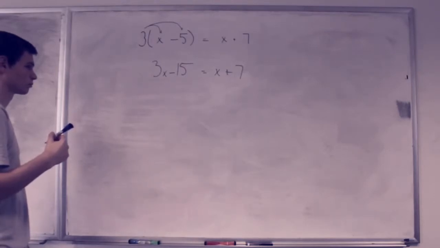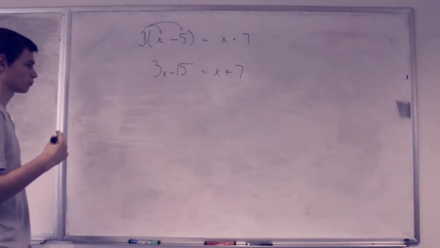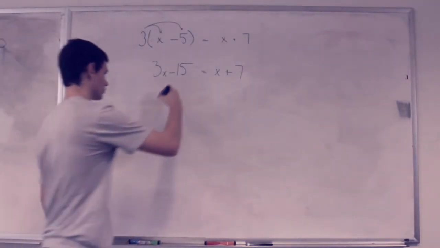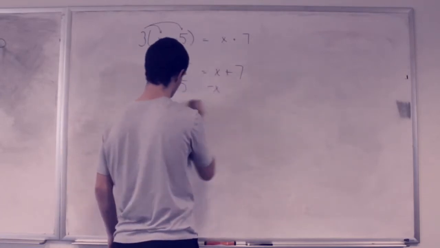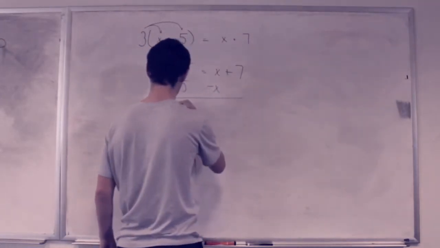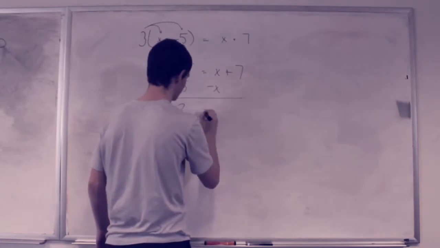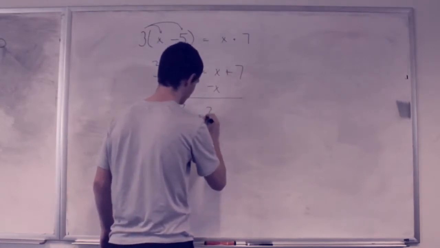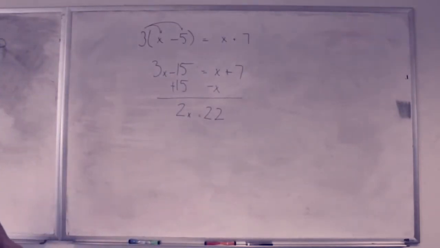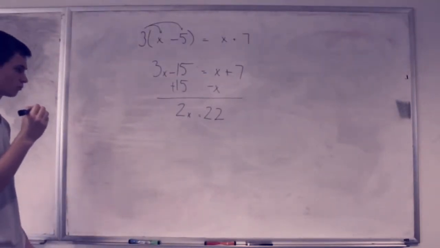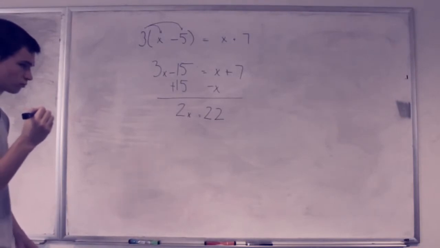Our next step is going to be to simplify the equation by adding 15 to both sides, as well as subtracting x from both sides. After adding and subtracting, you should be left with 2x equals 22.